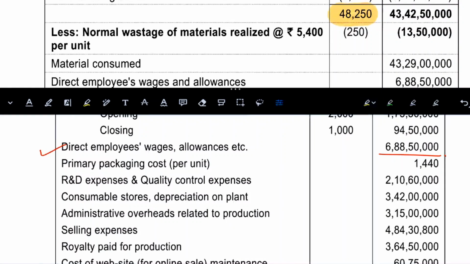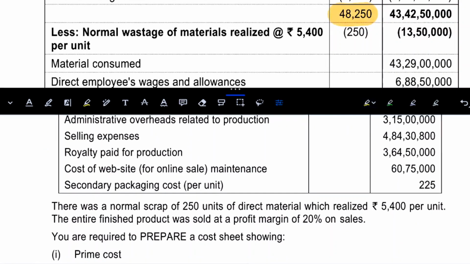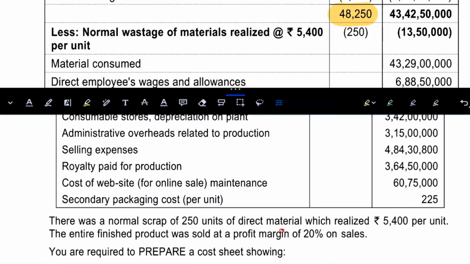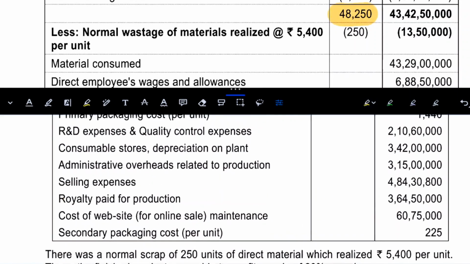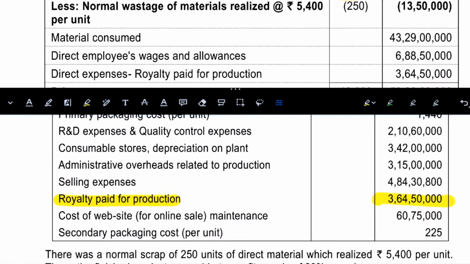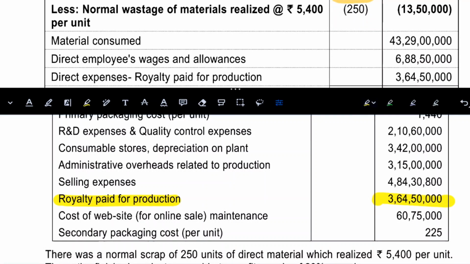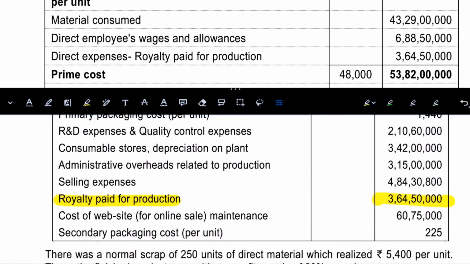Direct material, direct labor. There is a direct expense, guys. How much are the direct expenses? If I check, there is one expense given, the royalty paid, and royalty paid for production is your direct expense. It comes very rarely, but it is the royalty. That is the direct expense. If I add, I will get what? My prime cost.